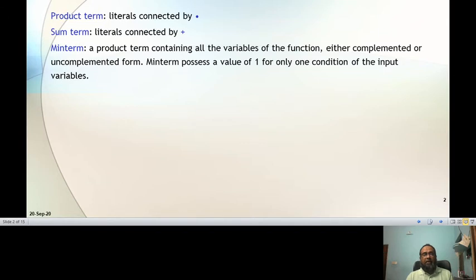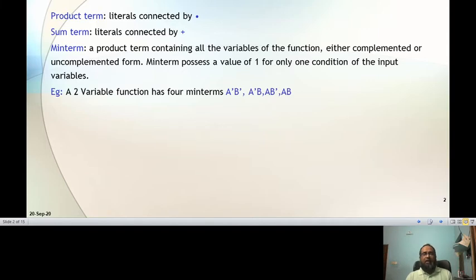Then what is a minterm? A product term that contains all the variables of the function, either in the complemented or uncomplemented form. It is called a minterm because it possesses a value of 1 for only one condition of the input variables. So, we will see a little detail.